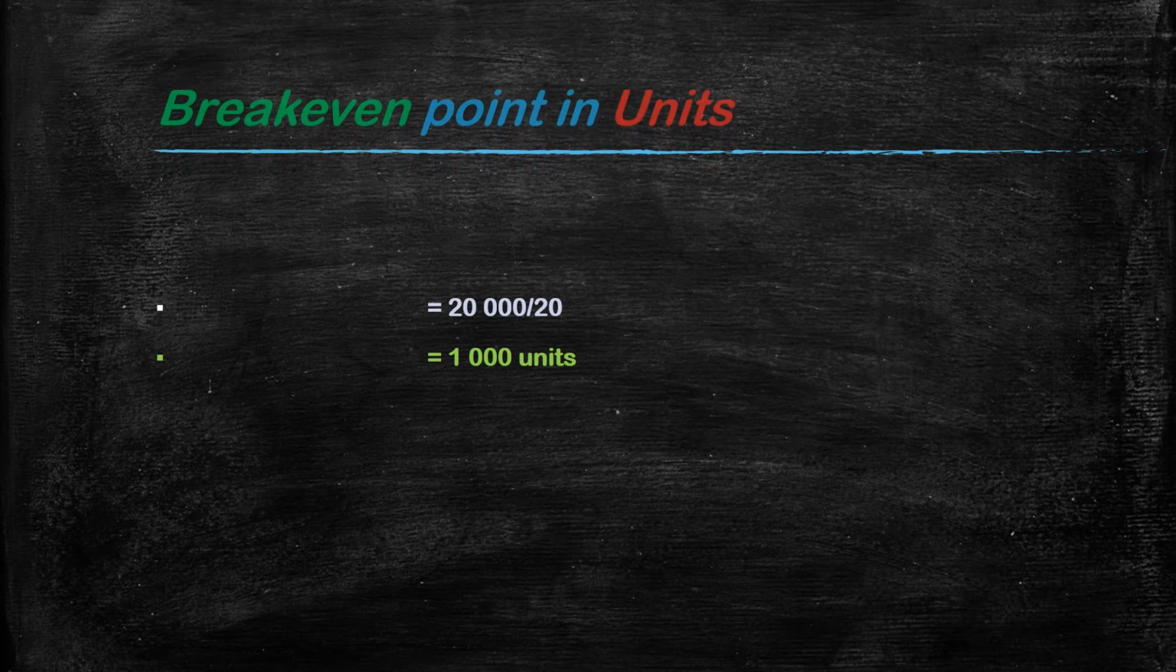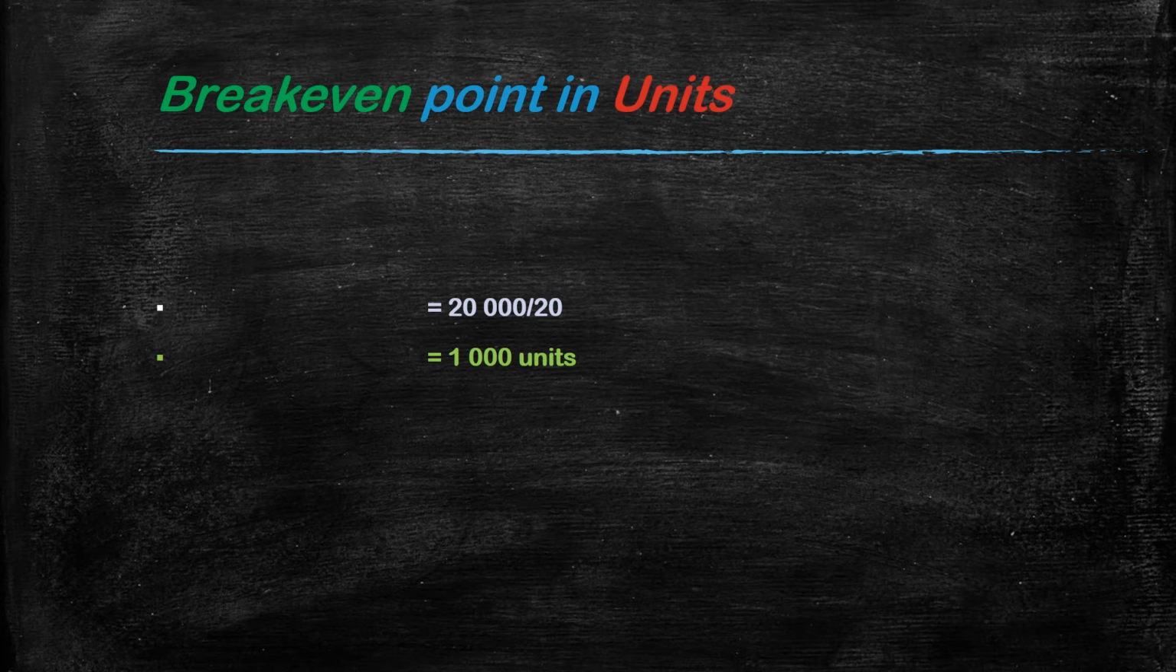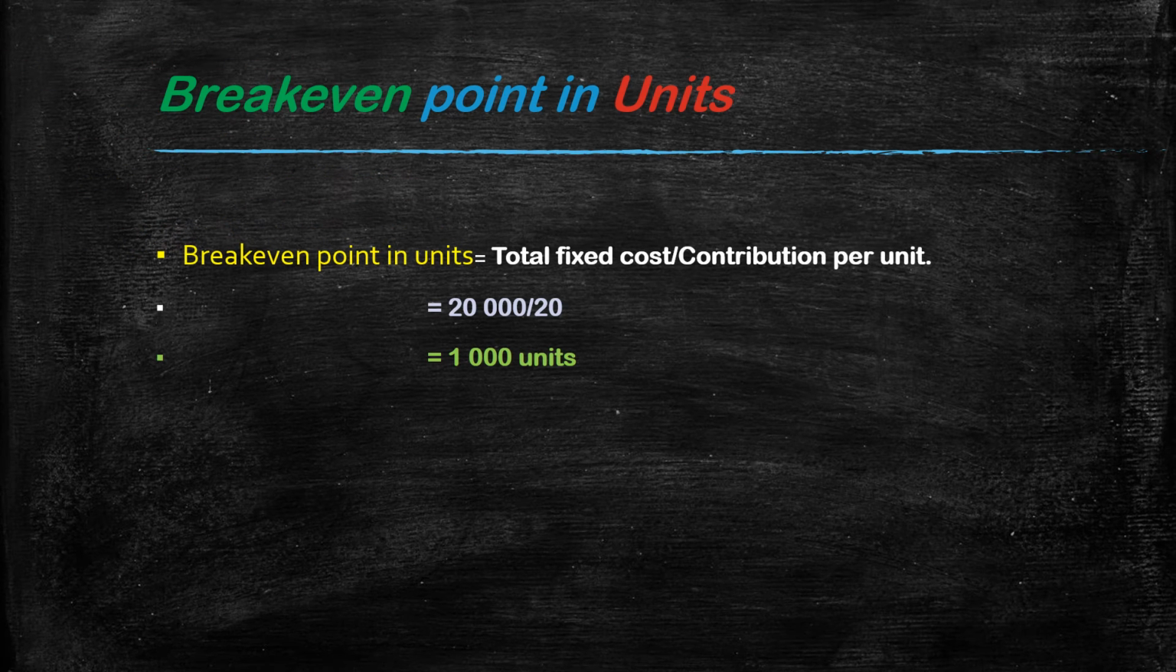There are ways to calculate our break-even value. The first one is break-even point in units. The formula is: break-even point in units equals total fixed cost divided by contribution per unit. In this example, our fixed cost is 20,000 and our contribution per unit is 20, right? So our answer here is 1,000 units. This simply means that the company, in this specific case, has to sell at least 1,000 units to reach a point of break-even, where the costs and the sales are equal. So this is the number of units that they have to sell.